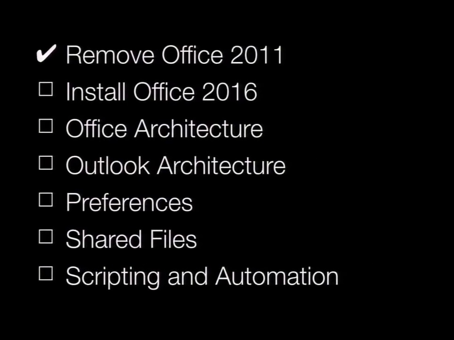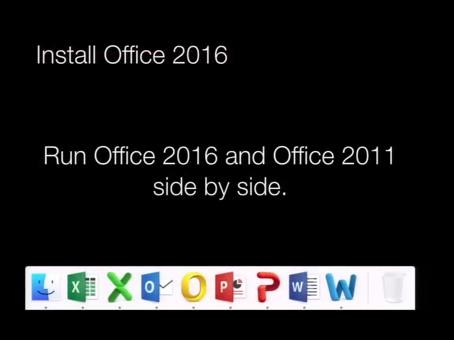Here's one of the ways that administering Office 2016 just got simpler. You don't need to uninstall Office 2011. You can run Office 2016 side by side with Office 2011. They share no common files and no common preferences. What they do share are common process names. So in Activity Monitor, if you see Microsoft Excel twice, or if you see Microsoft Outlook twice, it's because you're running both versions of the application.